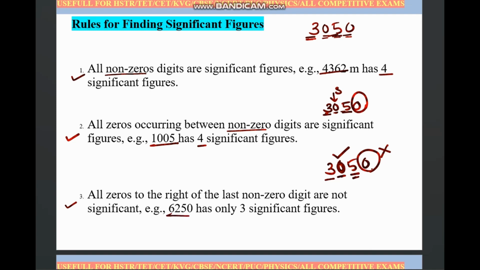See here, 6250 has three significant figures. I will take one more example, 40050. Here these two zeros are significant for me, but this last 0 is not significant for me. Hence here significant figures are only 4. We will exclude this last 0.